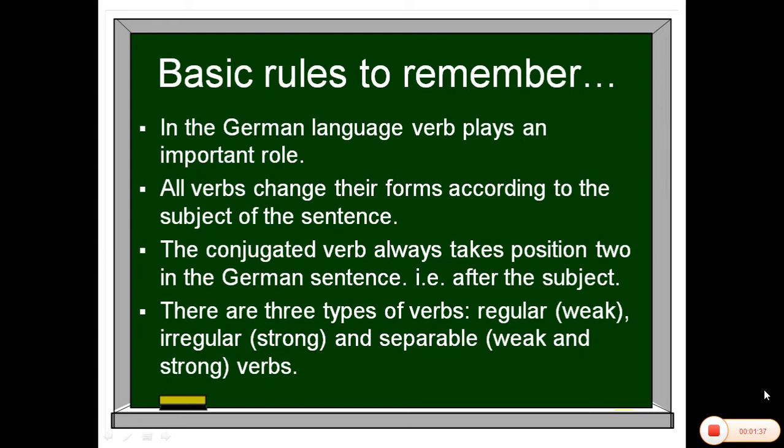Okay, the German sentence is very flexible. You can start the sentence with the subject or with the object or with some other information about time or day, but the verb immediately comes after that. Or to be precise, the conjugated verb always takes position 2. There are three types of verbs: regular, which are weak verbs, irregular, which are strong verbs, and separable verbs. They include both weak and strong verbs.